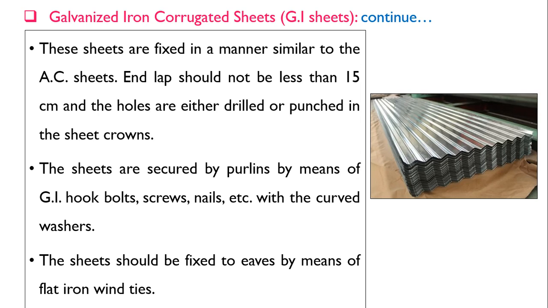End lap should not be less than 15 cm. When one sheet is placed above the other sheet, the end lap should not be less than 15 cm, and the holes are either drilled or punched in the sheet crowns. How these are done, we shall discuss while fixing the AC sheets to the purlins. These sheets are secured to purlins by means of galvanized iron hook bolts, screws, nails, etc. with curved washers. The sheet should be fixed using flat iron wind ties.